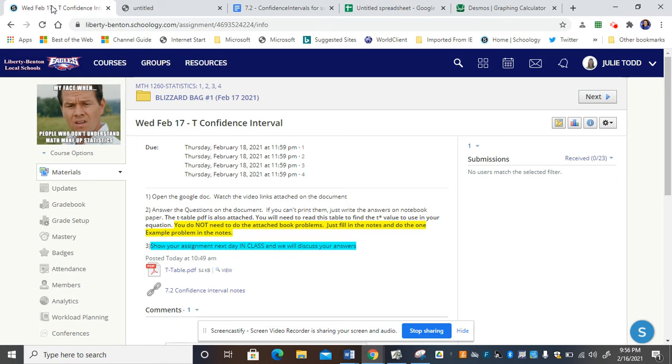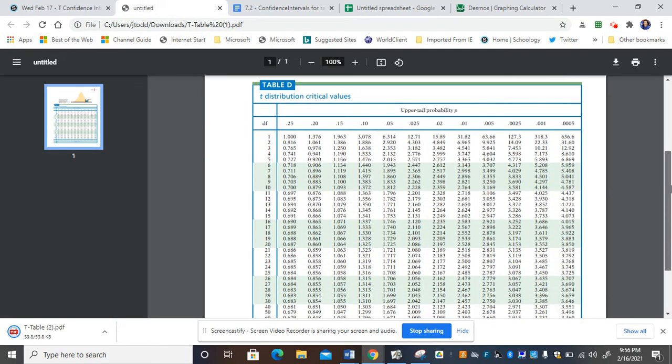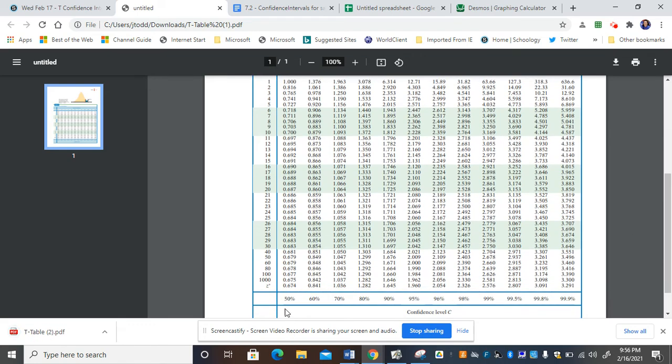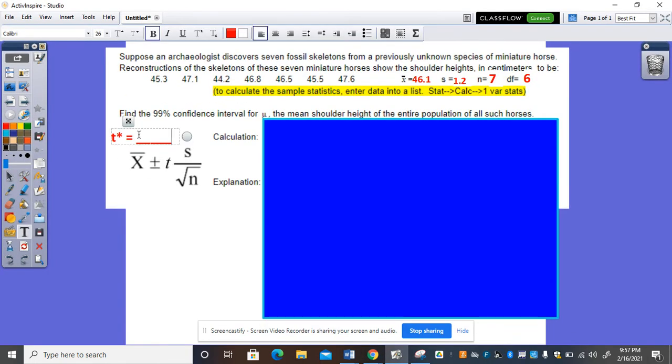So in Schoology, in the assignment, you're going to want to open this table. I already have it opened right here. Okay, and this big table, what you want to look at is, if you scroll to the bottom, see how these are the different confidence levels. We want 99%, and you want to find where that meets up with the degrees of freedom of 6. So do you guys see that number 3.707? That's what we're going to plug in for T. So 3.707 will go right here.